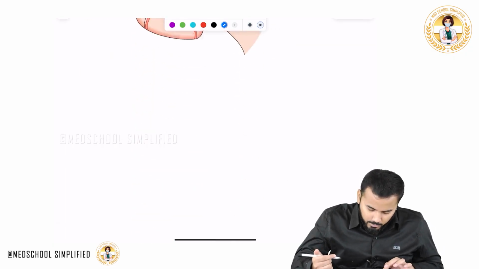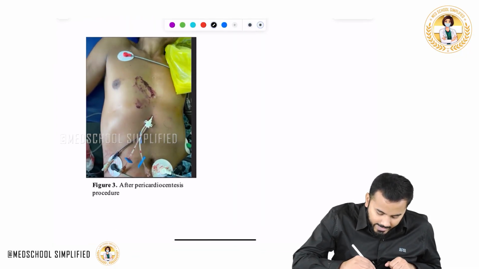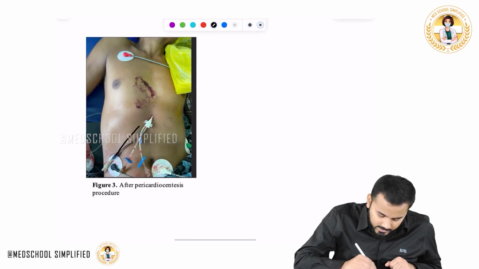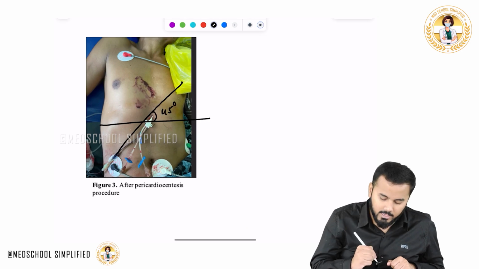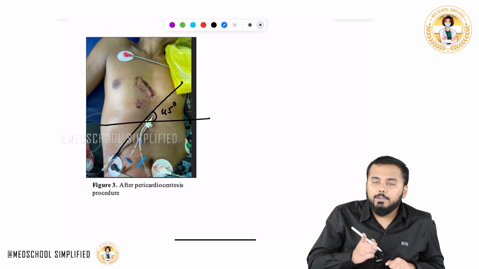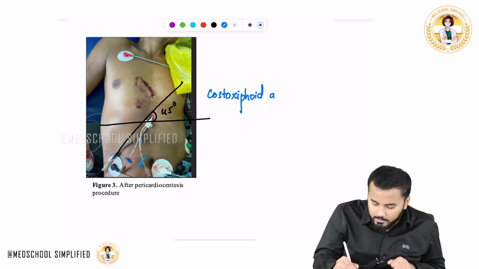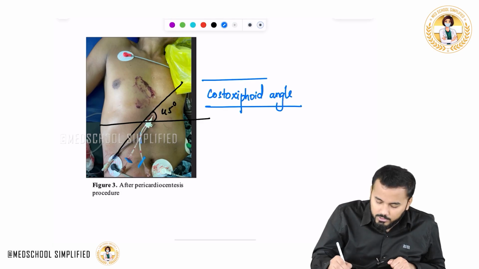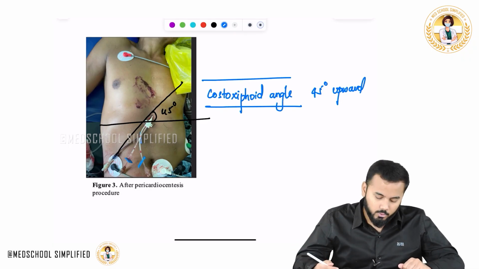If I have to show you the picture, this is a picture. You see exactly what the angle is here. This angle is around 45 degrees. So exactly at 45 degrees they have kept a needle into the costo-xiphoid angle. So you put a needle into the costo-xiphoid angle at 45 degrees upward, and then drain the fluid. So this is another way to drain the fluid.